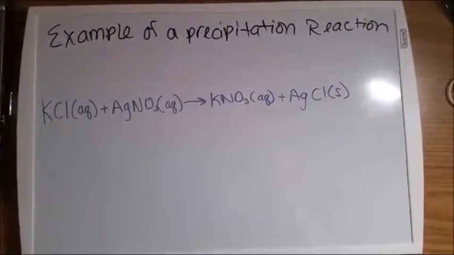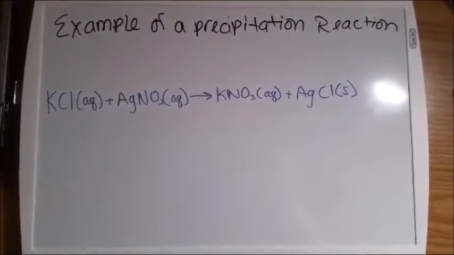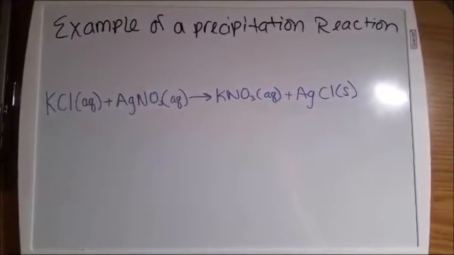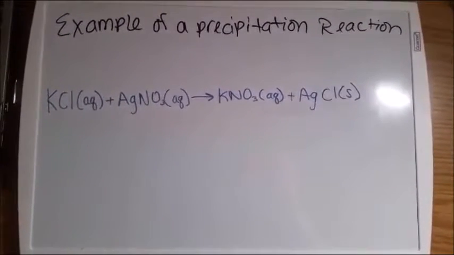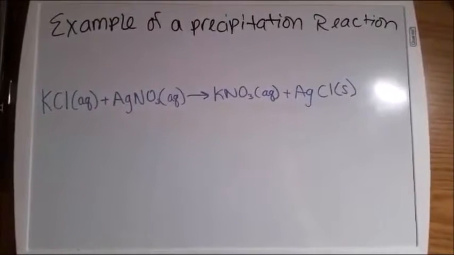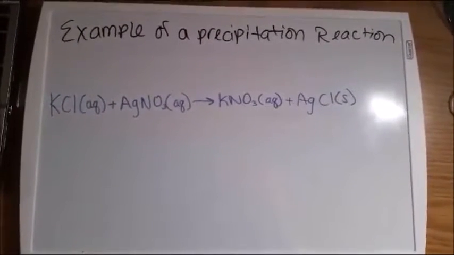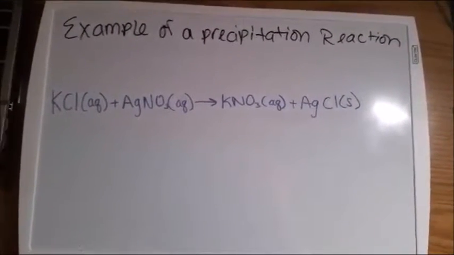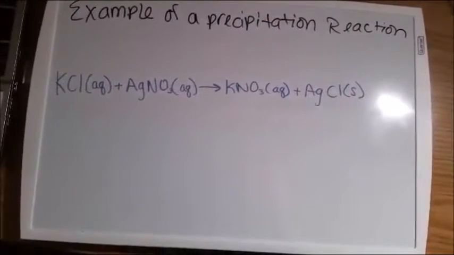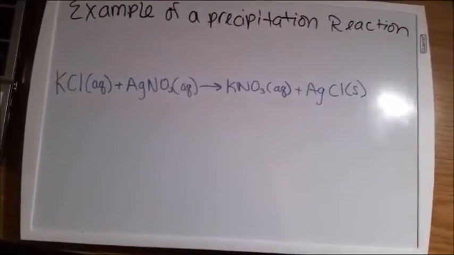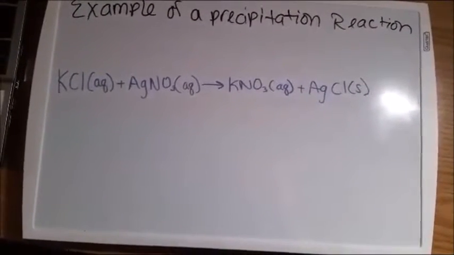This is an example of a precipitation reaction. Solution of potassium chloride and silver nitrate are mixed, and silver chloride solid is formed. And you may ask yourself, what is going on here? So remember that the two solutions are ions dissolved in a solution, written as a chemical equation showing all ions like so.